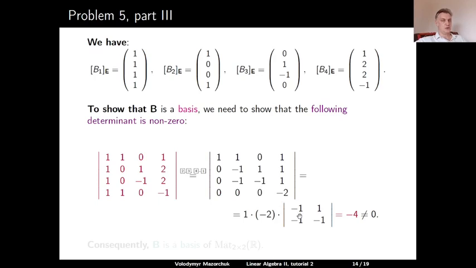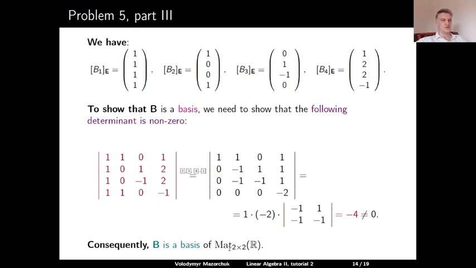Again, we have an upper block triangular matrix with the blocks 1 here, minus 2 here, and the 2 times 2 block minus 1, 1, minus 1, minus 1. So the determinant of this block will be 1 plus 1, which is 2, so the whole thing will be minus 4. So our original determinant is equal to minus 4, which is non-zero. And so we conclude that the collection B also forms a basis of the space of all 2 times 2 real matrices.